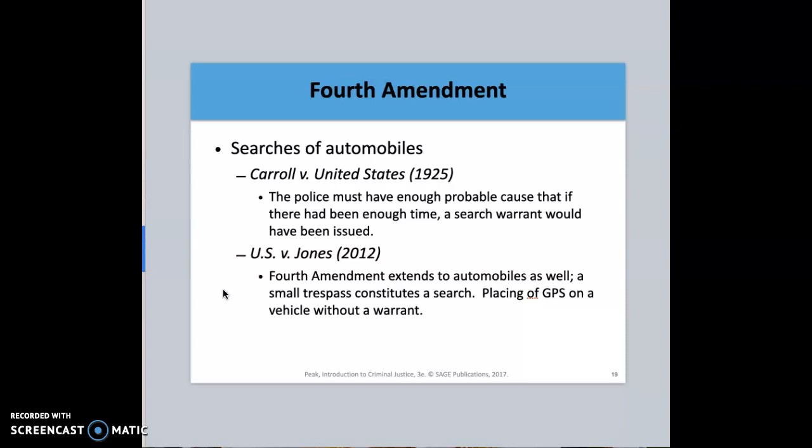However, in this particular case, the GPS was tracking this individual across the different jurisdictions, different states, and ultimately the Supreme Court ruled that in order for you to do that in the future, you need to get a search warrant, because basically that's what you're doing. You're searching what this person is doing, but you're just using a GPS. So in order to place a GPS on a vehicle, you now need to have a warrant.